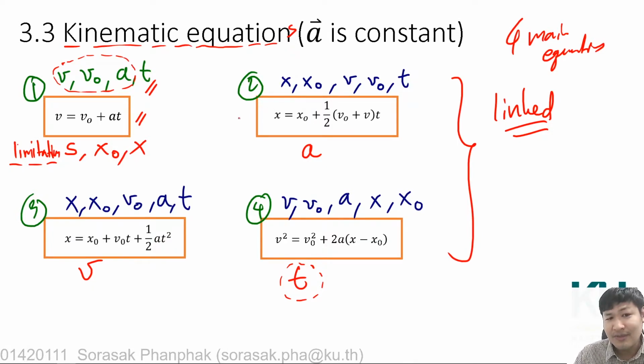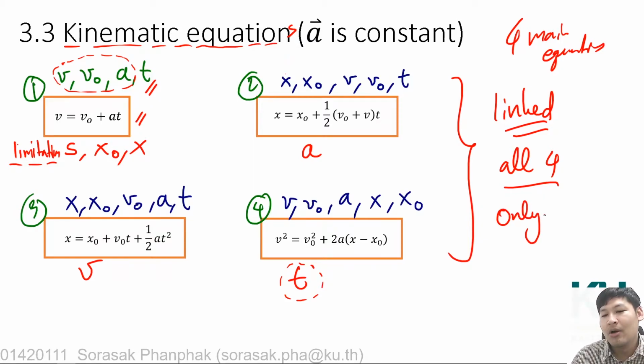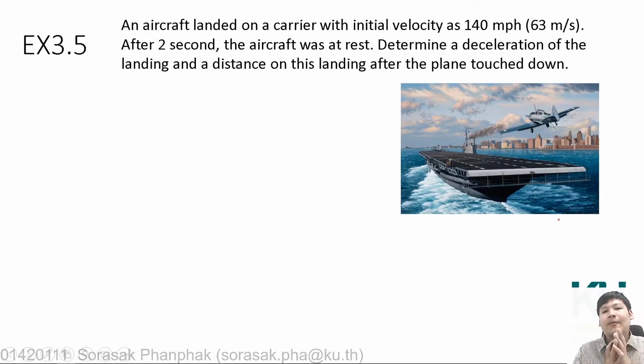Or if that specific information has all these parameters involved, you can select just only one equation to use. You can use all four or use only one. It depends on the situation or the problem that you observe or try to predict or explain. So let's see the first problem.